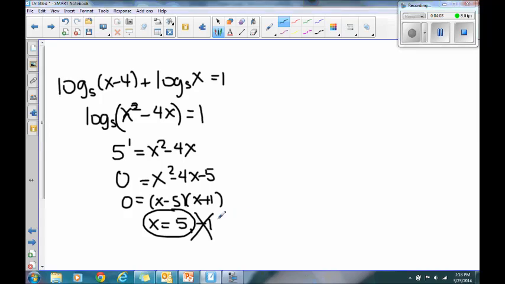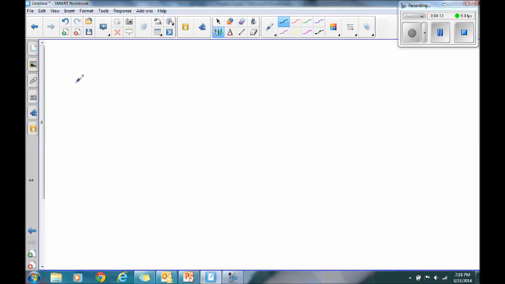Let's do one more. Maybe I'm given log base 3 of 10 minus x, minus 1, equals log base 3 of x plus 2. Make sure I copy that right out of my book.